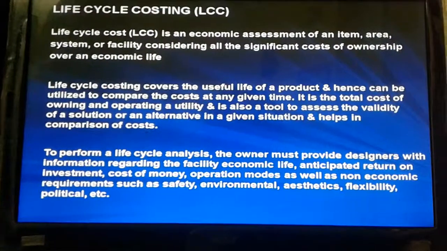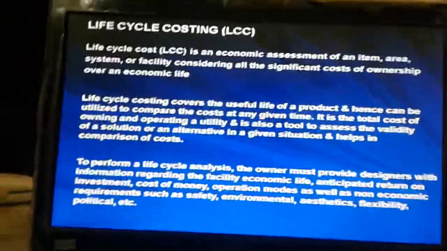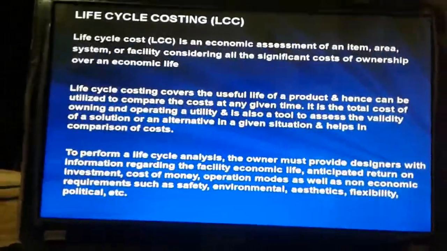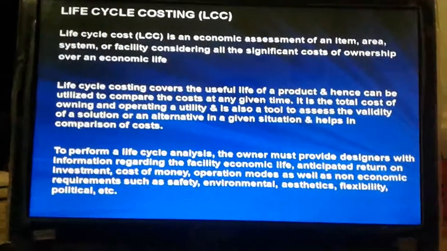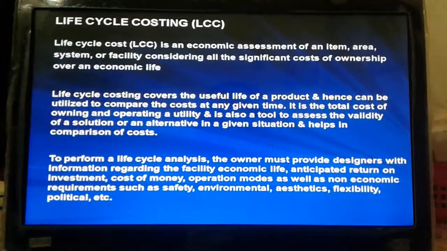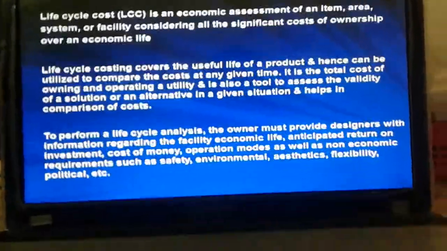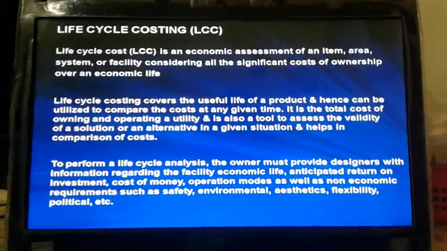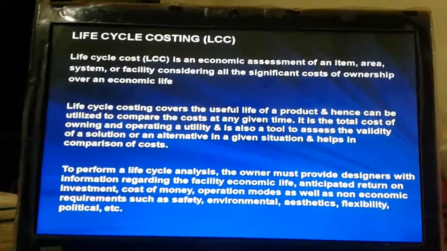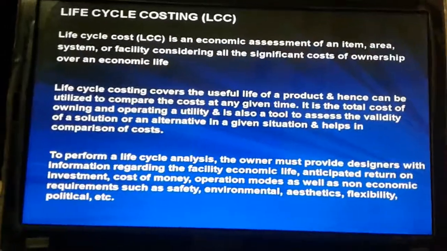Life cycle costing is the economic assessment of an item, area, system or facility, considering all significant costs of ownership over an economic life. Life cycle costing covers the useful life of a product and hence can be utilized to compare the costs at any given time. It is the total cost of owning and operating a utility and is also a tool to assess the validity of a solution or an alternative in a given situation and helps in comparison of costs.